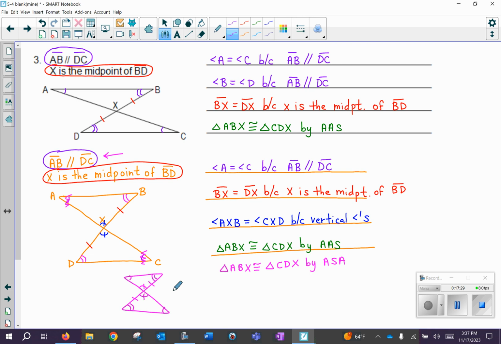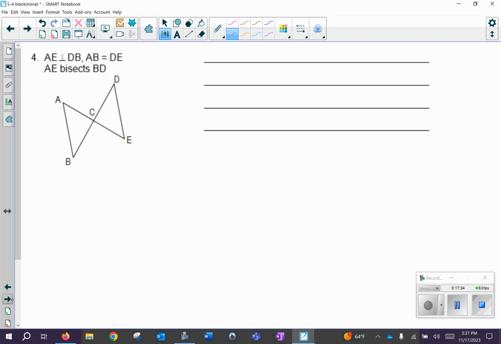All right, the last one. Let's try this out. Here we go. AE is perpendicular to DB. That's what that symbol should mean to you. So wherever AE meets DB should meet at right angles. And we want the right angles that are inside the triangles. Literally all 4 of these would be right angles, right? Because there's a bunch of straight angles.